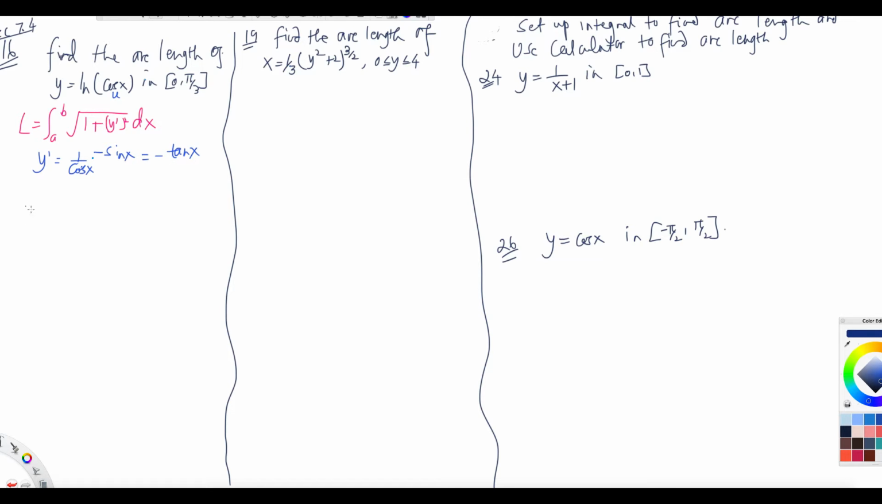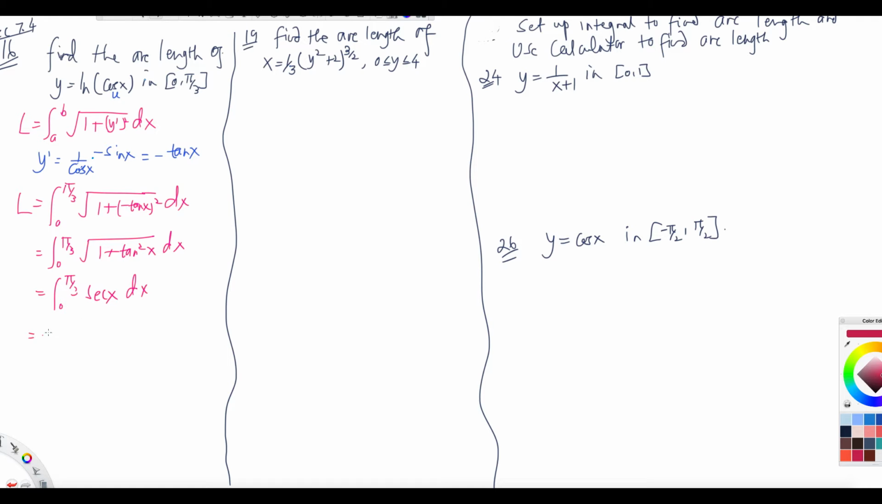Now let us plug that in. Therefore L is equal to the integral from 0 to pi over 3 of the square root of 1 plus negative tangent x squared, dx. What do you get? How much is 1 plus tangent squared x? That is the square root of secant squared x, but the root of secant squared x is the same as the integral from 0 to pi over 3 of secant x dx.